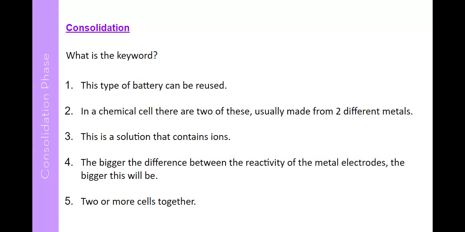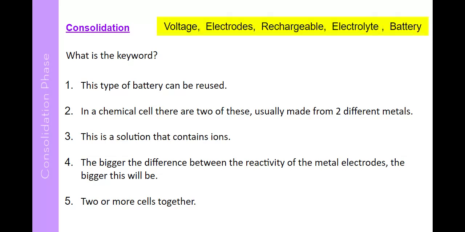That brings us on to our consolidation for the lesson. So what is the key word? You've got 5 statements describing a keyword from this lesson, and you need to guess what that keyword is. If you're stuck, 5 keywords are there, but they're scrambled up. So pause the video, go and complete this on your student worksheet, come back once you are done.